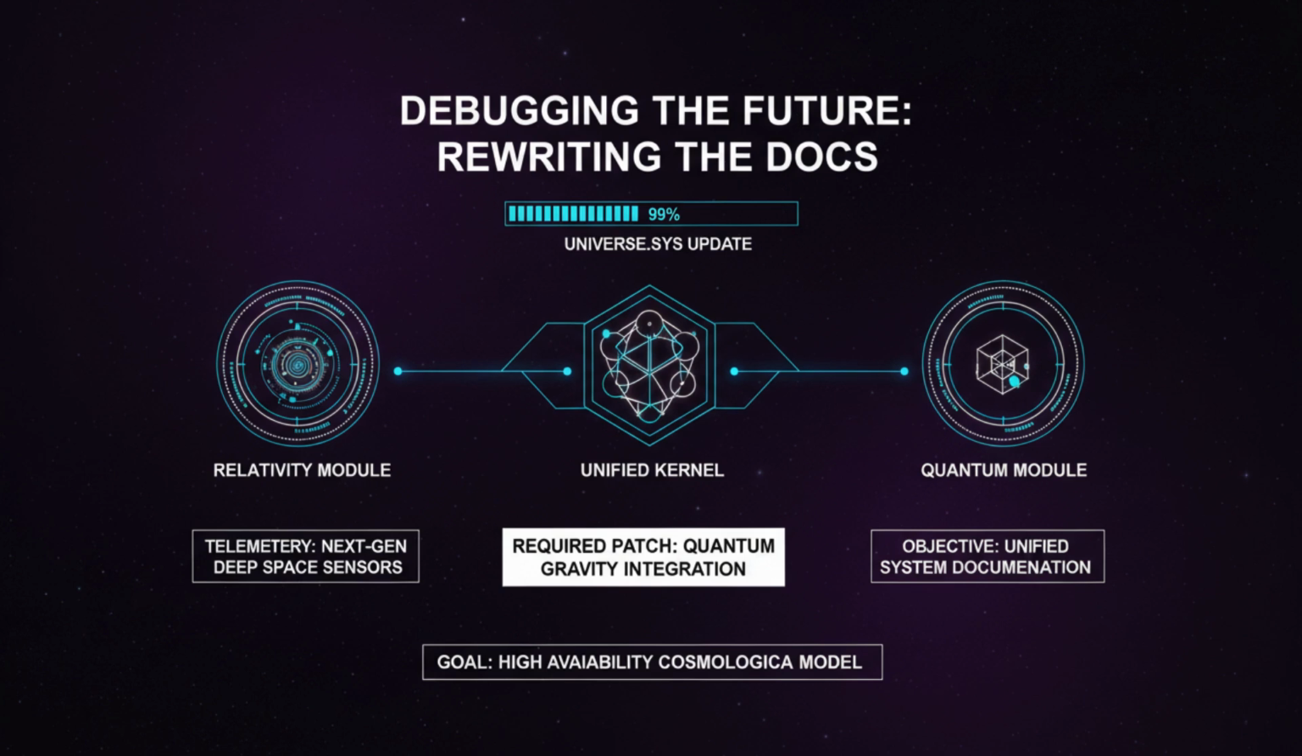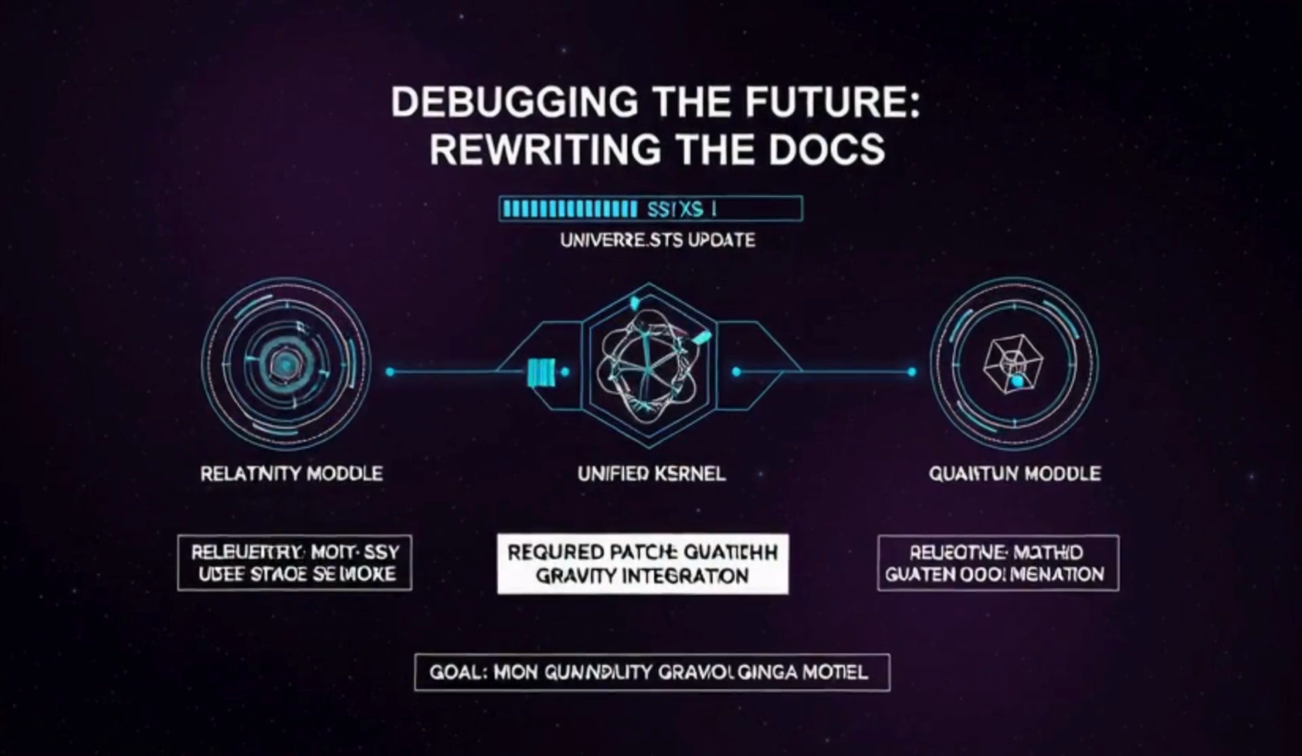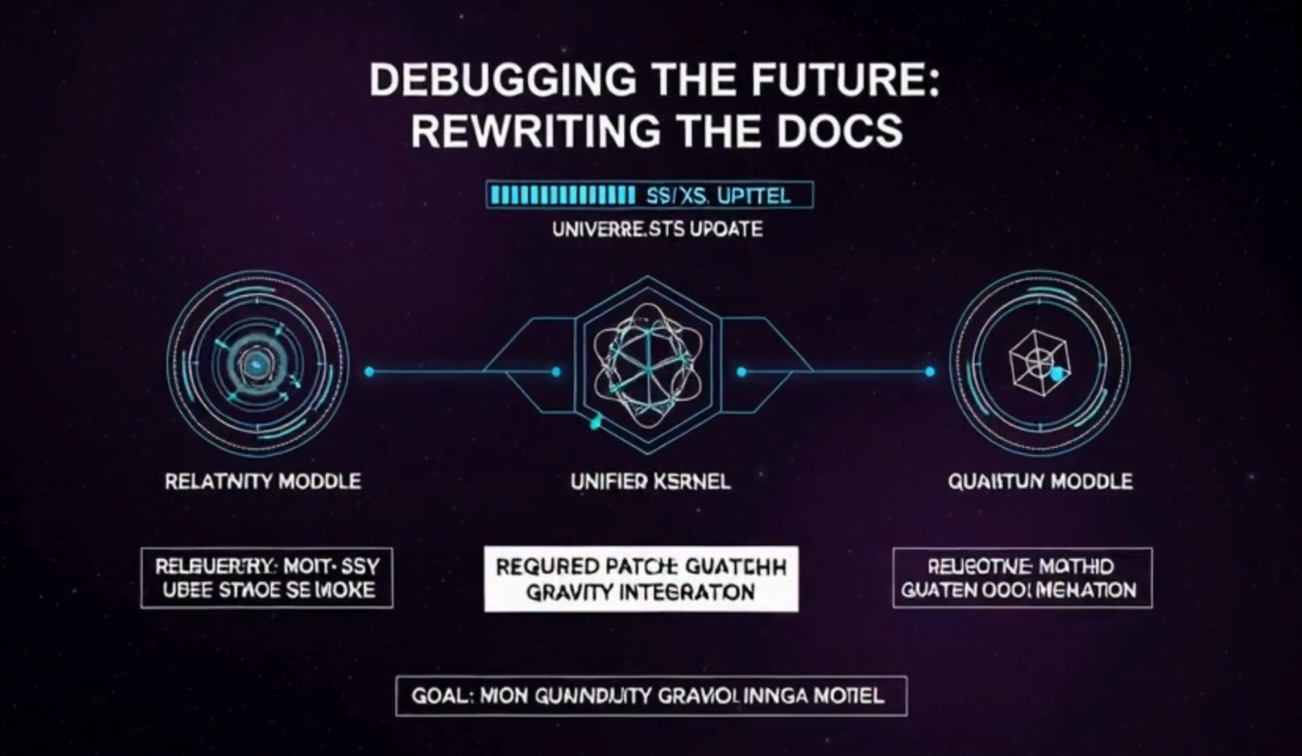The goal remains the same: a stable, high-availability model of the cosmos that accounts for all 13.8 billion years of system uptime. The universe isn't broken. Our README just needs an update.